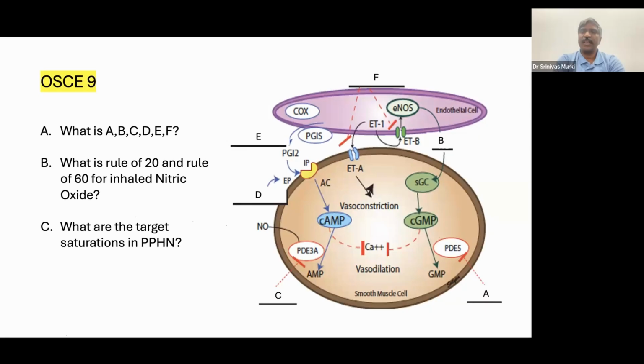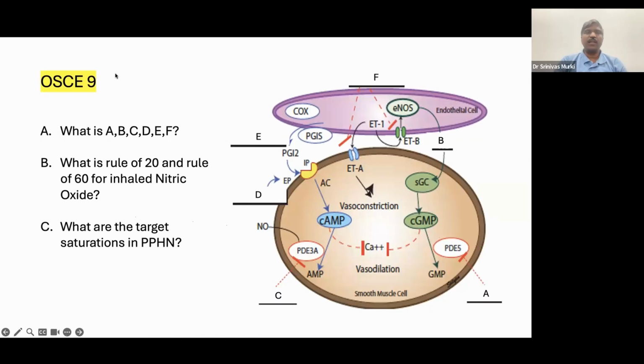And you increase the level of cyclic GMP by increasing synthesis, acting on the guanylate cyclase, which is activated by nitric oxide. So now B is nitric oxide, A is sildenafil, and C is phosphodiesterase 3 inhibitor, which prevents the degradation of cyclic AMP, increasing its level, which is nothing but milrinone. And D and E are prostacyclin and alprostadil, which are routinely used sometimes for opening of the duct, and they can also be used for PPHN. And the last, F, is bosentan or any other endothelin receptor antagonist.